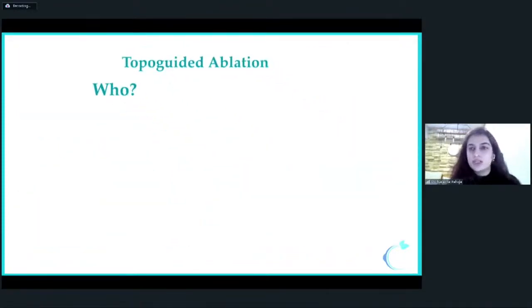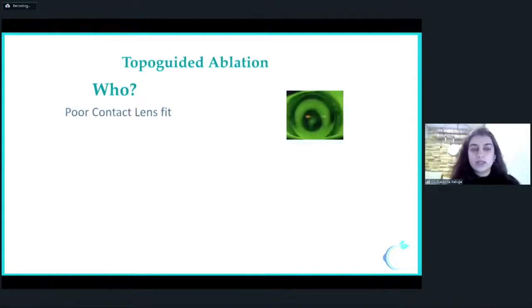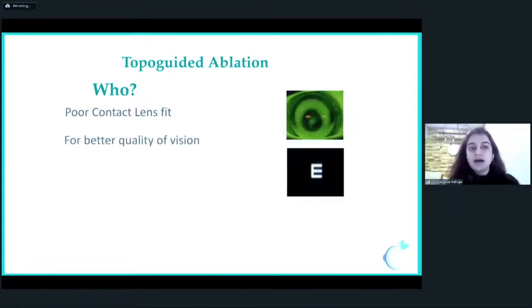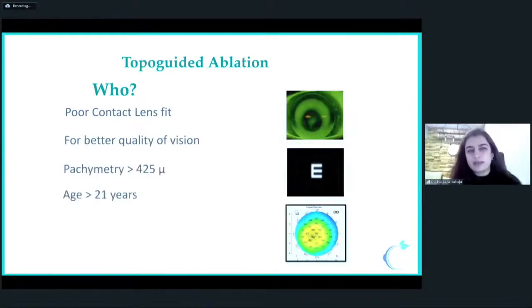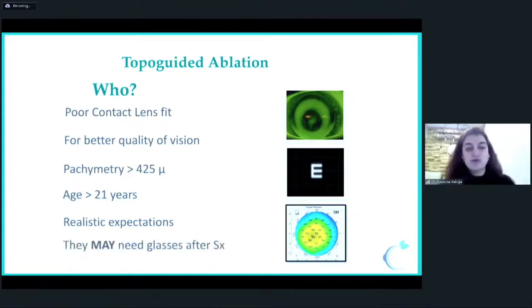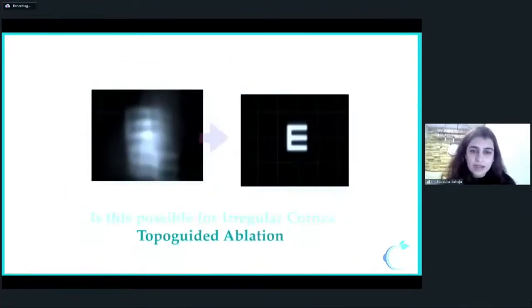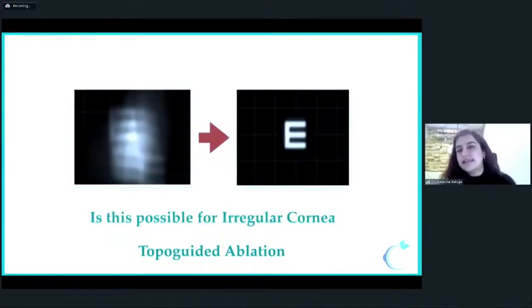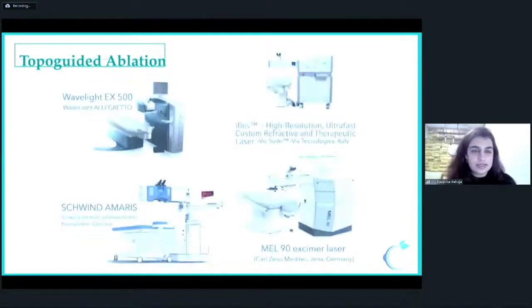Now, what do we essentially look for when we're looking at a topo-guided ablation? Ideal patients are those who do not have a good contact lens fit, are looking for better quality of vision, have enough pachymetry to spare, and most importantly, are of the right age. But the most important aspect of a topo-guided ablation is that the patients should have extremely realistic expectations. They have to understand that they may need glasses after the laser ablation as well. So in the next 8 minutes, we're going to justify: is this possible for irregular corneas like this?